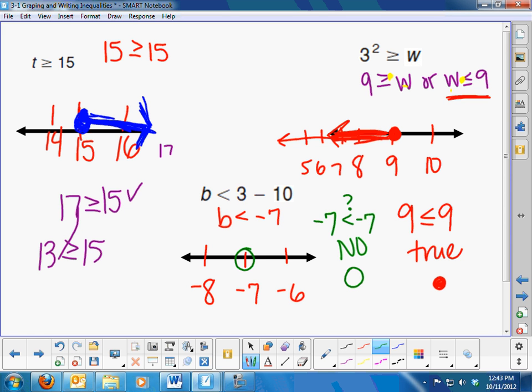And I'm going to be shading to the left because I want all the values to be included that are less than negative 7. Okay, let's make sure I'm right. 0, over here would be 0 somewhere. If I plug in 0, 0 less than negative 7, is that true? No, 0 is greater than negative 7. So 0 should not be shaded. Is it shaded? No, because this is the part that's shaded. So we're good to go.